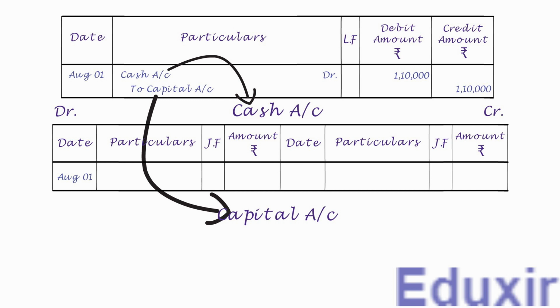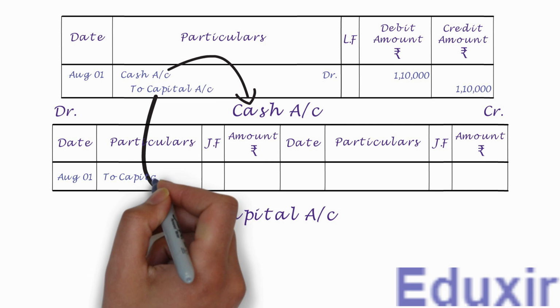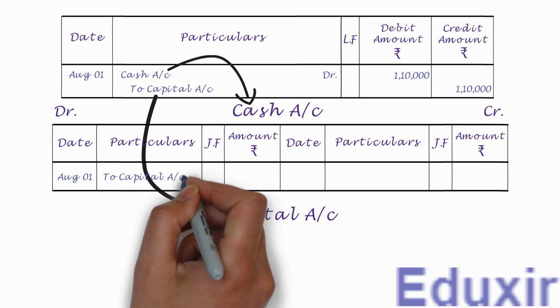Now comes a bit confusing part for the beginners. If you have just started learning posting, pay close attention here. If you are already familiar with posting, you can skip this part of the video. In the particulars column on the debit side, we always prefix the content with "To". Also, we need to write capital, signifying that the cash is received in the form of capital.